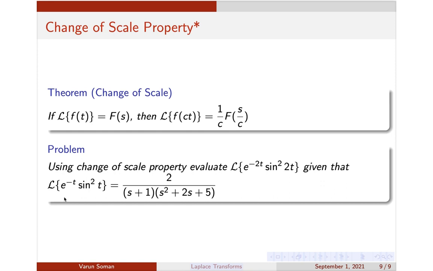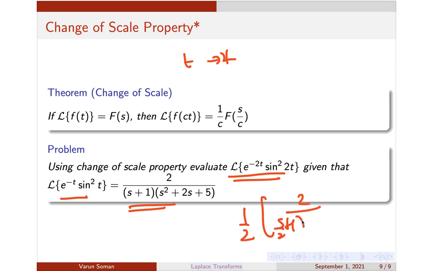It is given to you that the transform of this is this one, and they have asked you to find the transform of this one. If you look at this result, the transform of f of some constant times t is 1 by that constant times F of s by c. The difference between these two functions is that you have changed t to 2t here. So the transform of this one is simply 1 by 2, that is 1 by c, into, instead of s you will have s by c. So it will be 2 by (s by 2 plus 1) into ((s by 2) the whole square plus 2s by 2 plus 5). That's one interesting result involving change of scale.